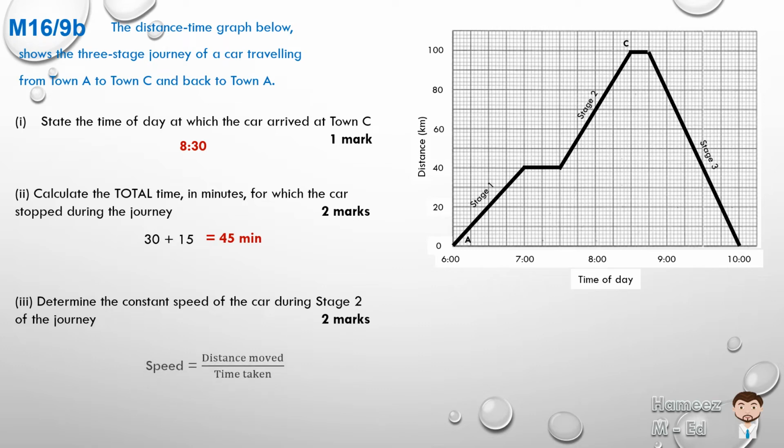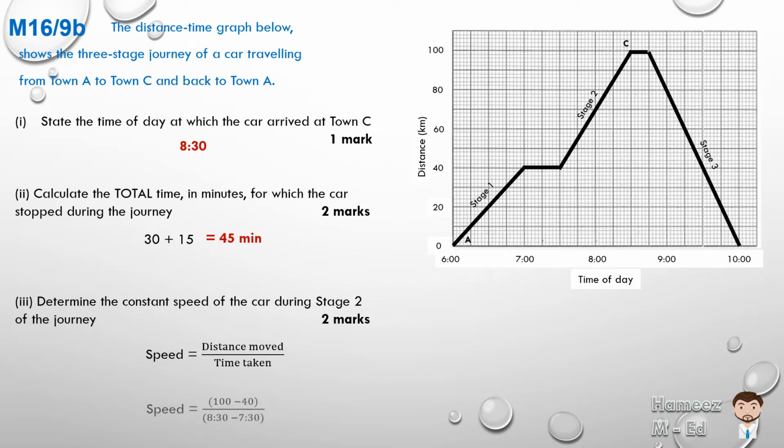So how do we get the constant speed from a distance time graph? Speed is distance moved over time taken. Or we can say it differently: the speed is the gradient of a distance time graph. So speed is equal to the gradient, which is the change in y. That's the change in the distance.